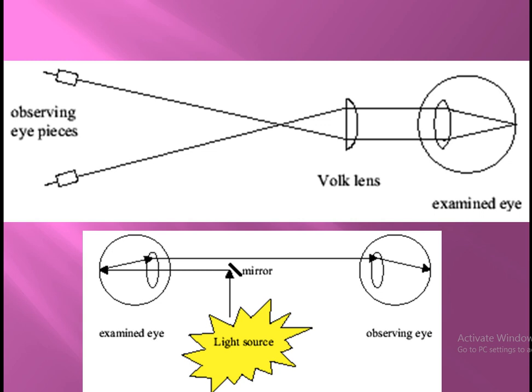This is the patient's eye, this is the ophthalmologist's eye, while the examined eye, the patient's eye, is here. So before that you are going to place the lens, and before the image formation here, the crossing occurs. Because of this crossing, the image formed in this technique is inverted.